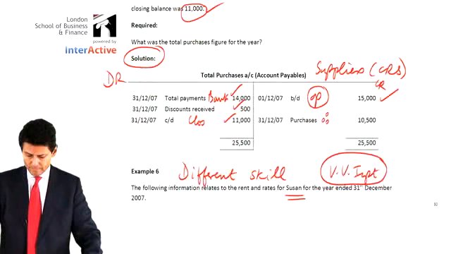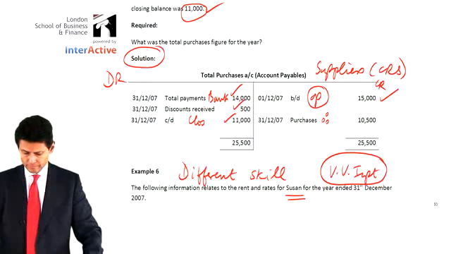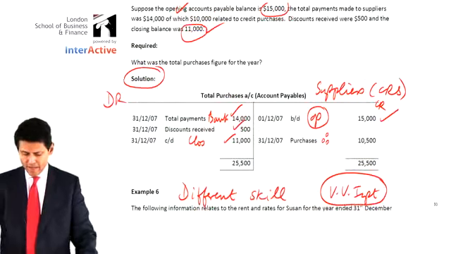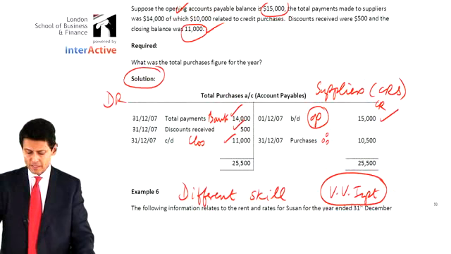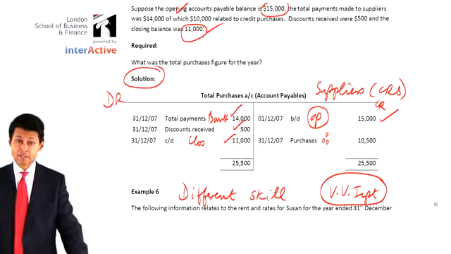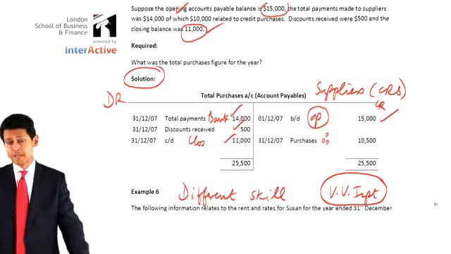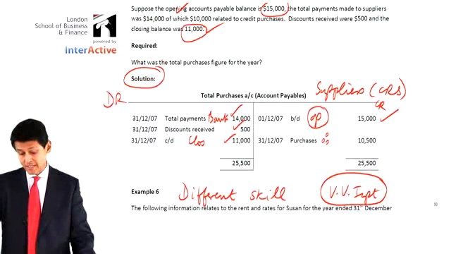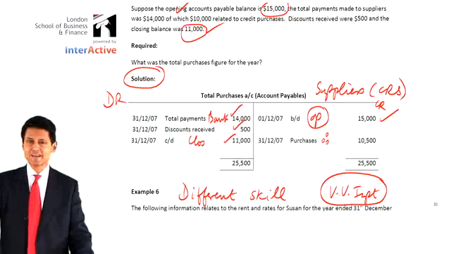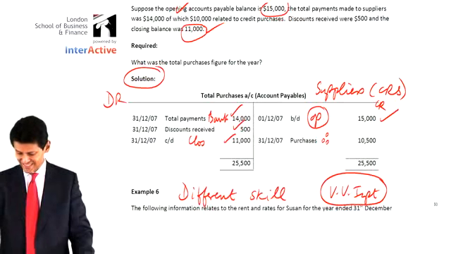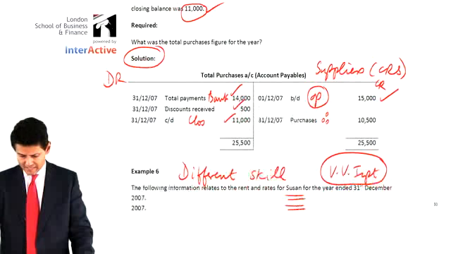The total purchases figure for the year. If you have an opening balance and a closing balance, you've been given some total payments and discounts received. Easily you can put it all together to give you the purchases. Quite useful, I think, to think of the double entry. If you debit your income statement, you're crediting this account, and that holds the purchases on the credit side. Make sure it enters the credit side, because the debit side obviously goes to the income statement. Okay, so that's very easy indeed.